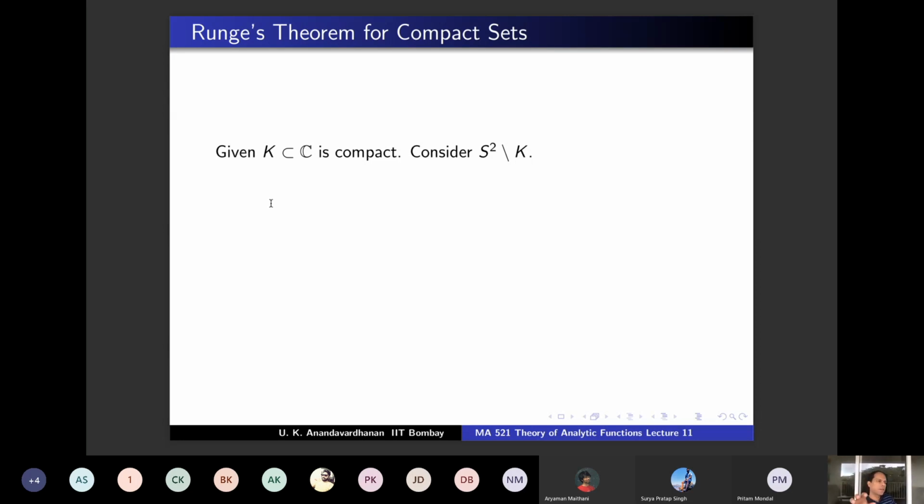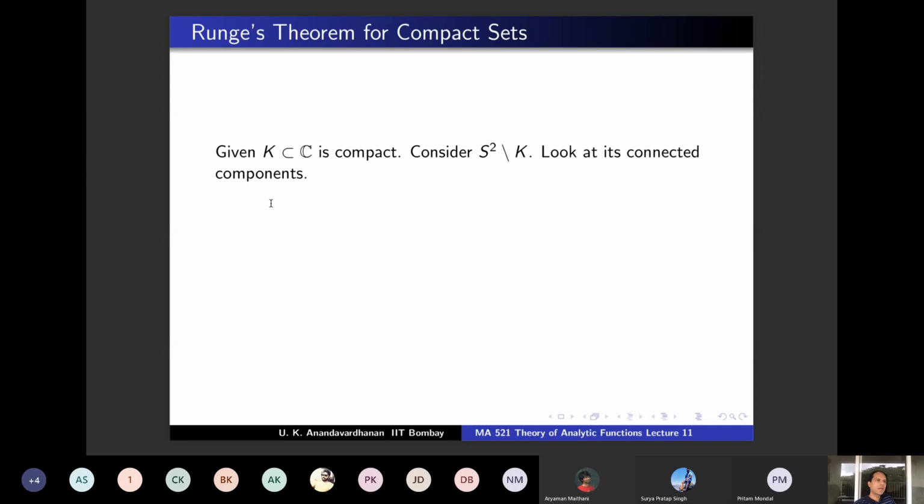So you have a compact set in the plane given to you. You consider its complement in the extended complex plane, C union infinity. Look at its connected components. So it may have several connected components. You look at that, and now you form a set. This set, I'm calling it capital A.